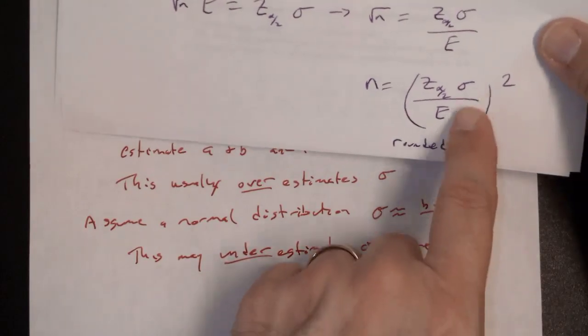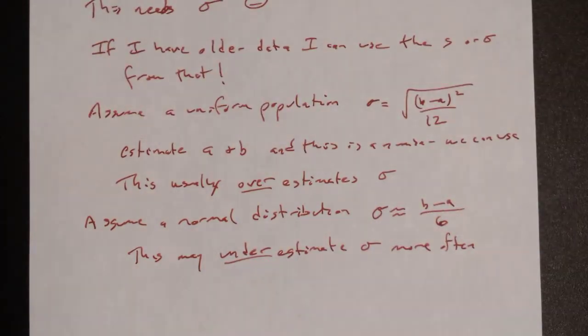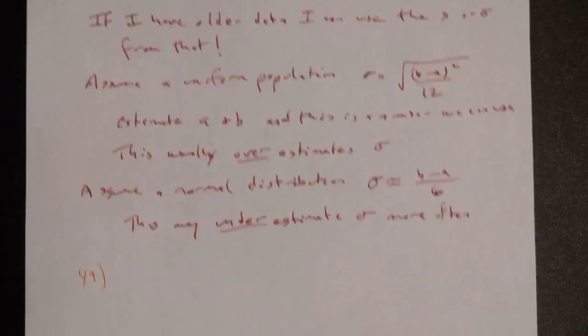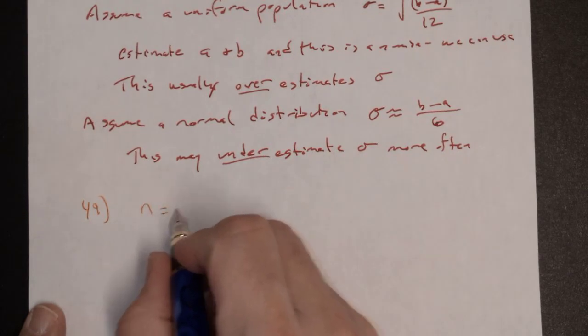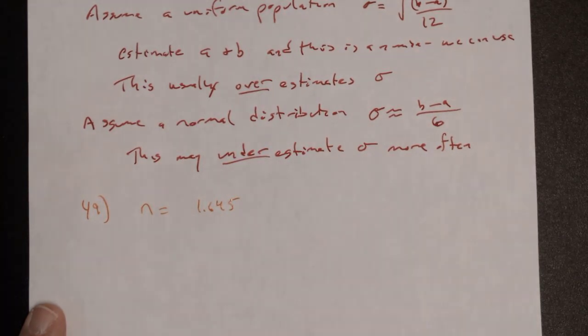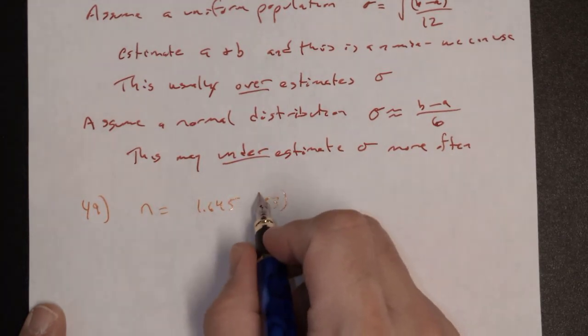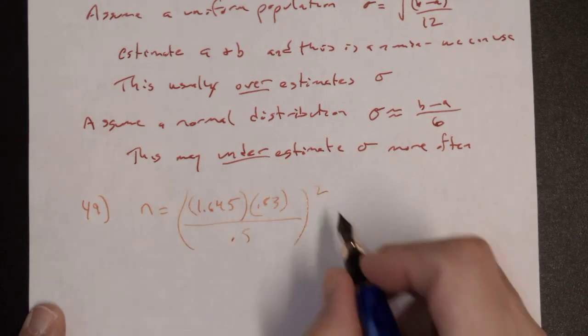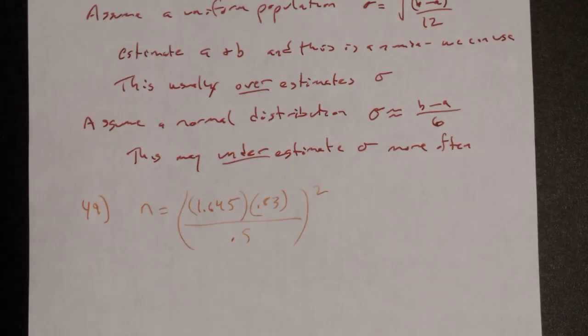Great. My standard deviation you just gave me is 0.83, and my margin of error was 1/2 a mile per gallon. Standard deviations in miles per gallon, errors in miles per gallon. I can now work this out. That was problem number 49. Sigma was 0.83 over 0.5. I take that whole thing and I square it. What number do you get?